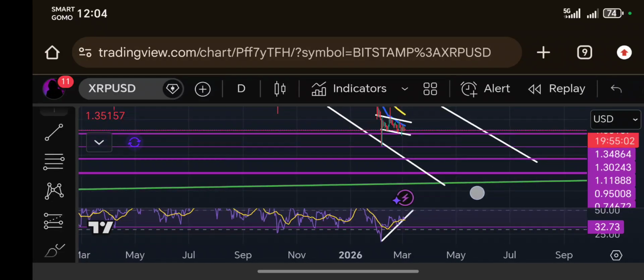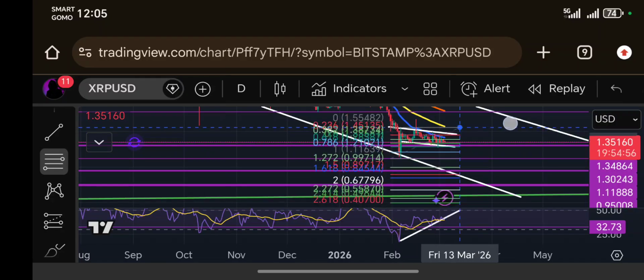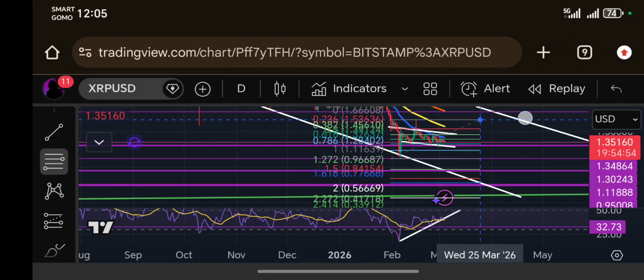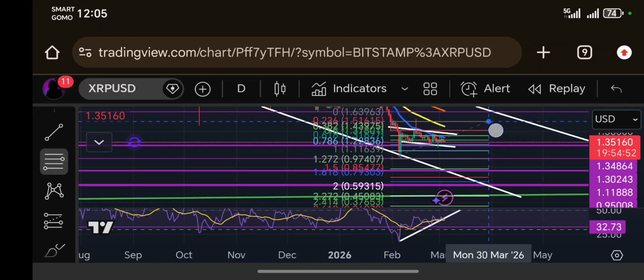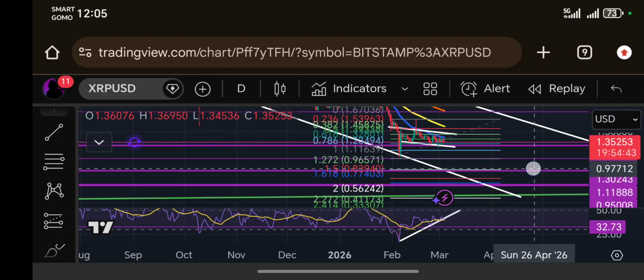So what's my exact target here? Let's use a Fibonacci extension from this low to this high. I'm going to use this high here. So look, I'm expecting XRP to go as low as this 0.95, 0.96 region area. That's just my idea here.